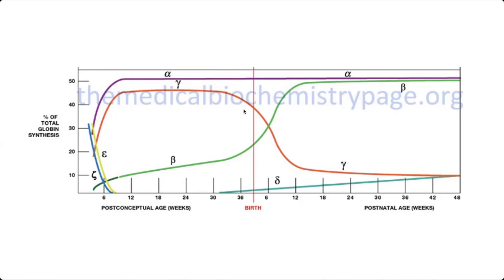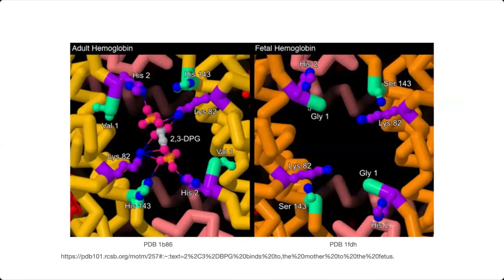This is showing you the synthesis of the different hemoglobin subunits that are produced as a function of time. You can see that the fetus makes alpha for almost all of its hemoglobin, on through adulthood, but you switch out having a gamma for having a beta. Why this matters is that, remember, the 2,3-BPG binds between the beta subunits.